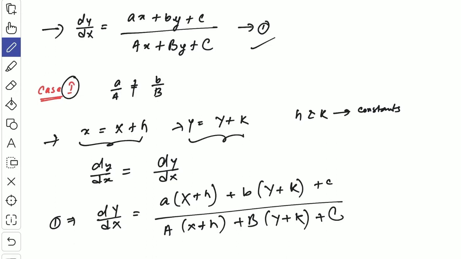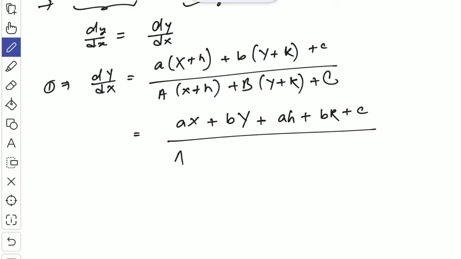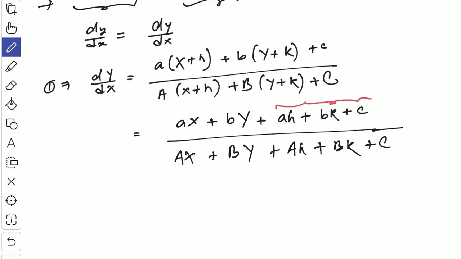So we will get an equation of this form, and if you simplify this, it will be reduced to this form: small a capital X plus small b capital Y, plus small a small h plus small b small k plus small c, over capital A capital X plus capital B capital Y plus capital A small h plus capital B small k plus capital C. Then we have to choose two values of h and k such that these two parts become 0.